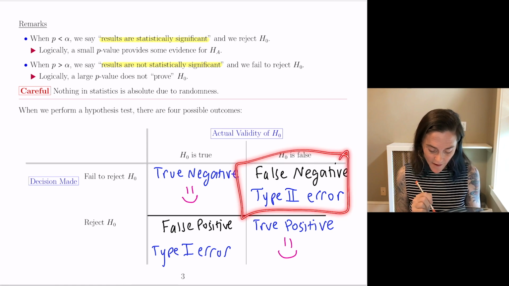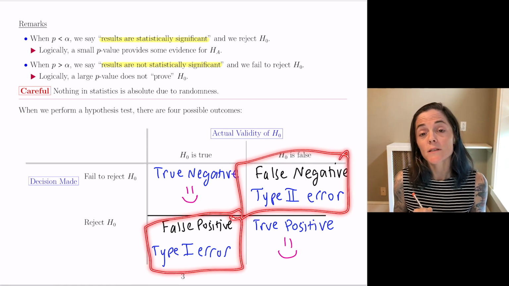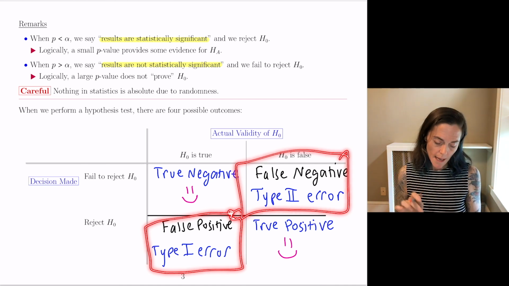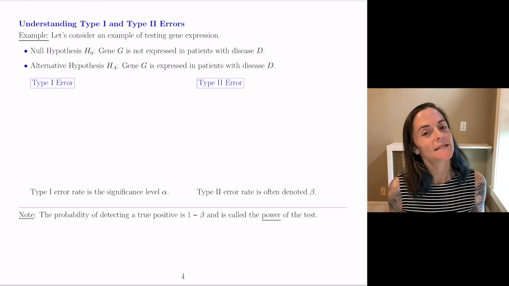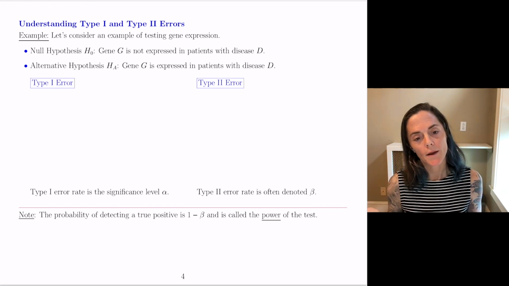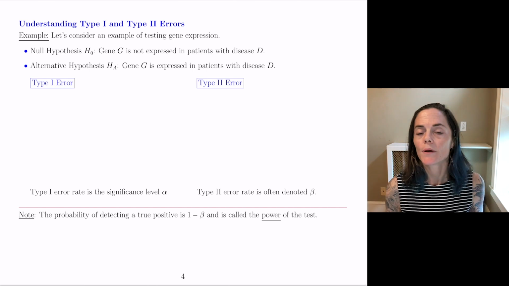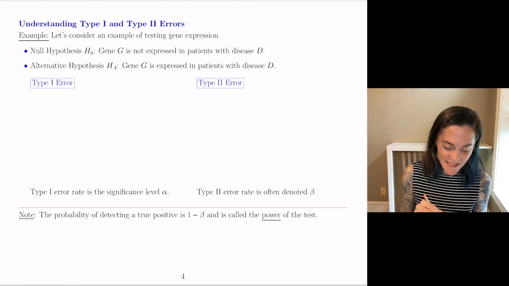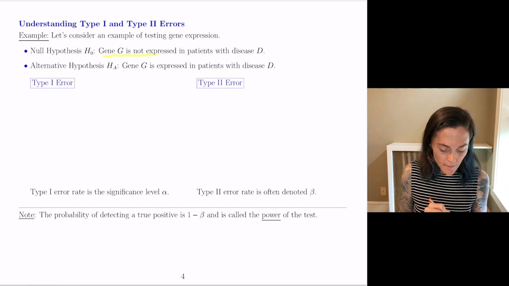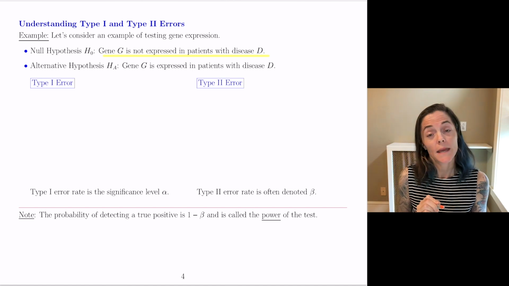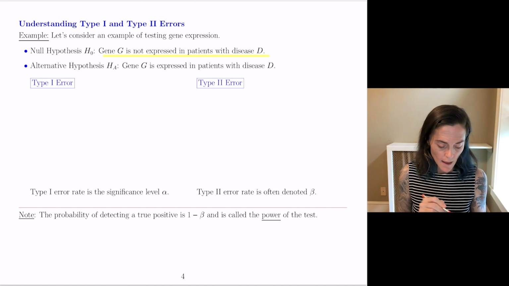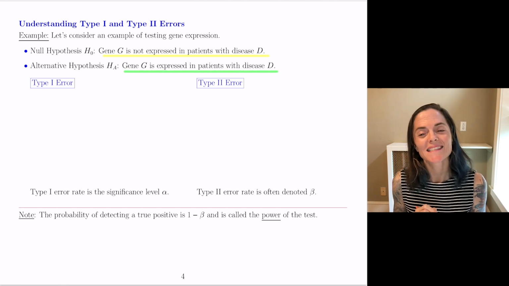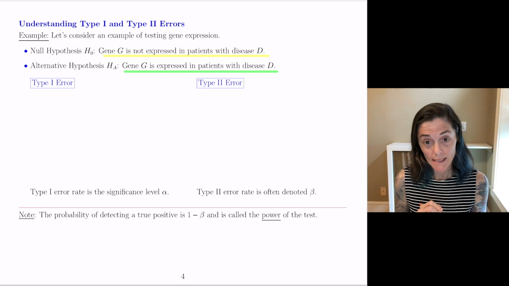The type 1 error and the type 2 error are a result of statistical uncertainty in a hypothesis test. Okay, let's understand the type 1 and type 2 errors through an example. Let's suppose we are testing gene expression. The null hypothesis is that gene G is not expressed in patients with a certain disease, and the alternative hypothesis is that gene G is expressed in patients with a certain disease.